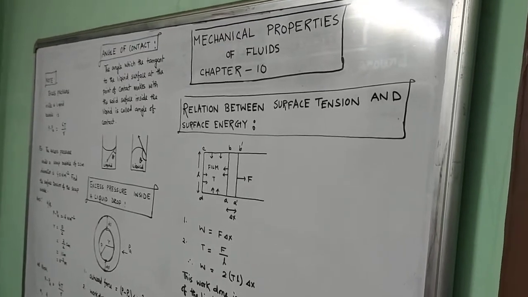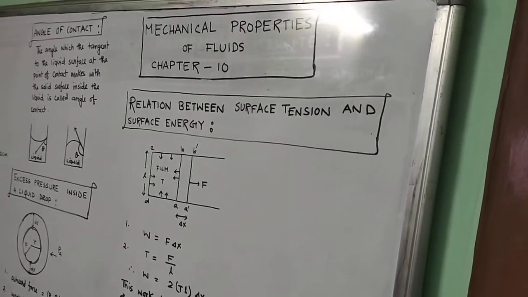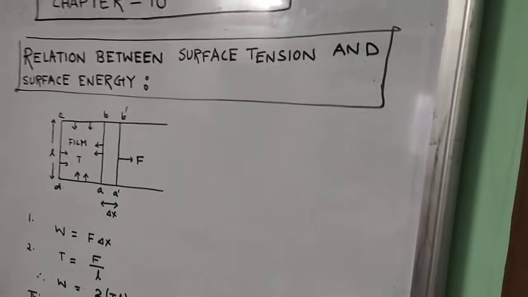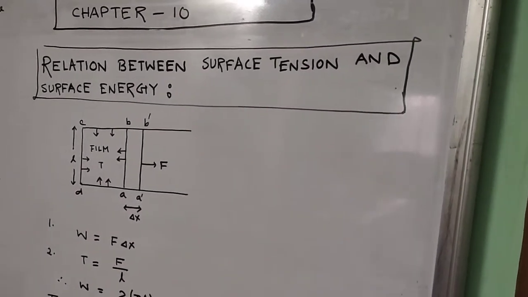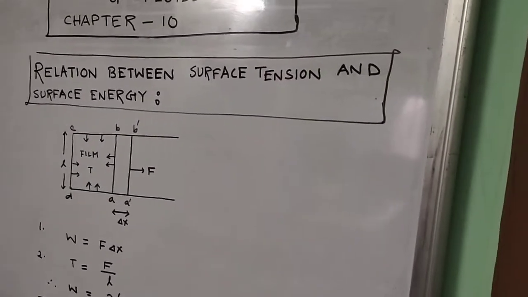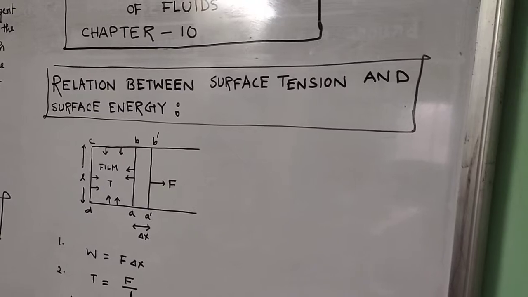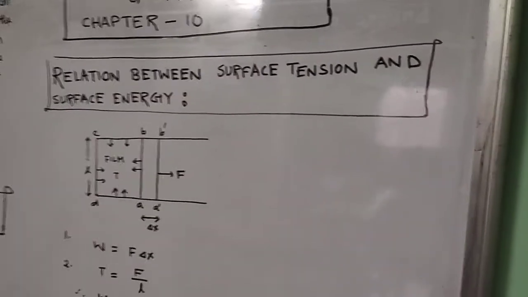Good morning, students. Today we are going to discuss a few important topics from chapter 10, Mechanical Properties of Fluid. The topic which we are going to discuss is the relation between surface tension and surface energy. We already defined these two terms in our last class. Today we are going to try to relate these two parameters.